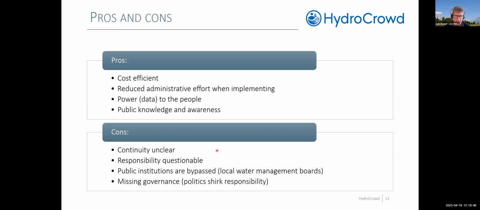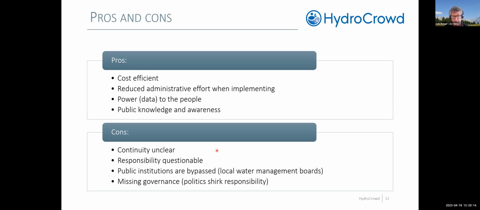So in Kenya, in our catchment, it's very cost efficient. It doesn't take a lot of administrative effort to run the project. The good thing is the people are very interested, they have the feeling, and also they have the allowance to use the data. The public knowledge and awareness is quite improved. It's very nice working there with the people. They're happy having us there.